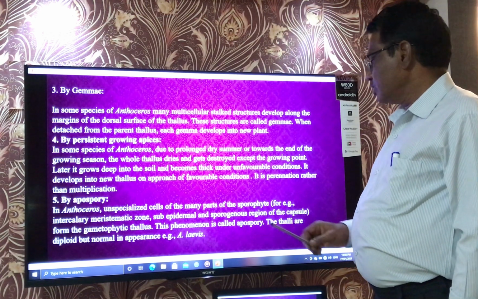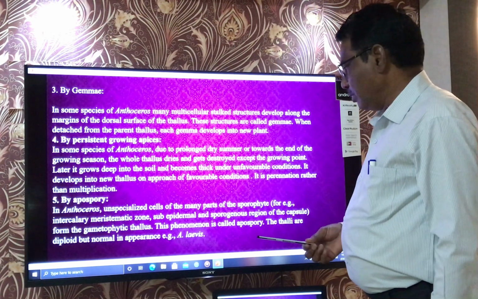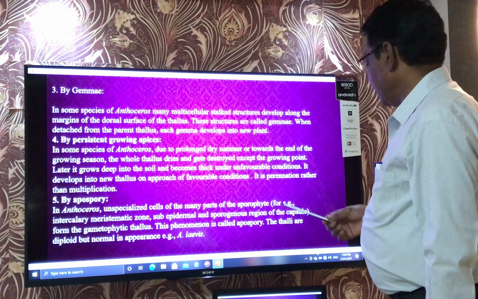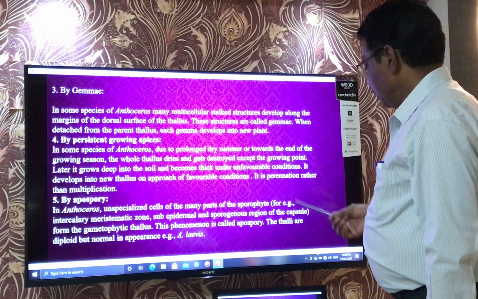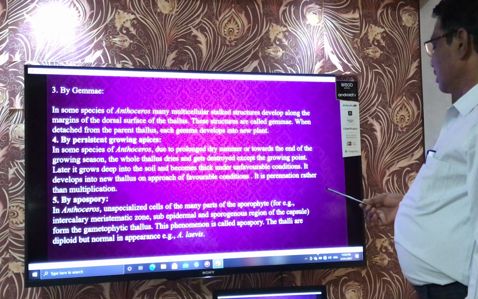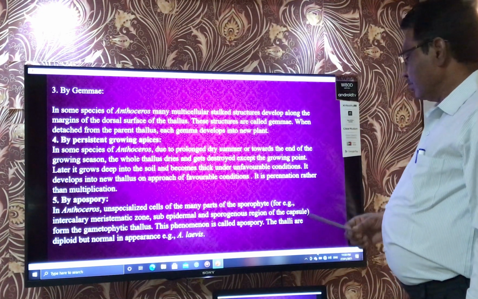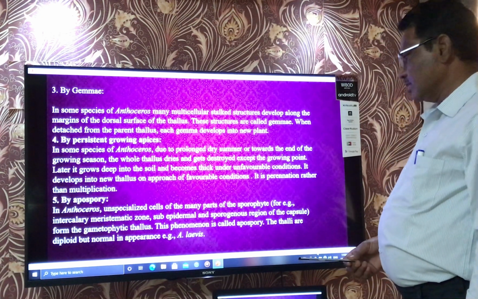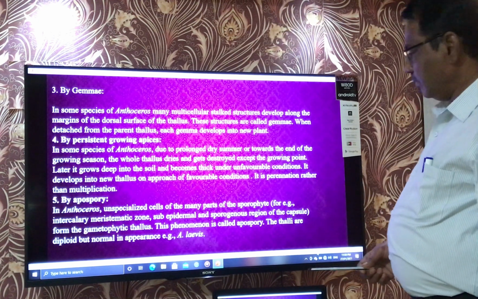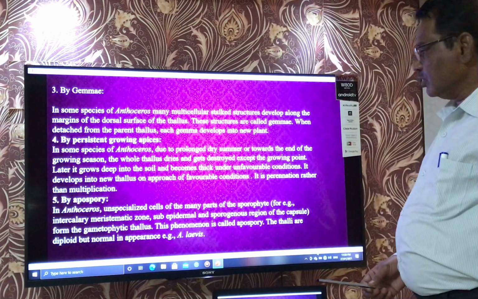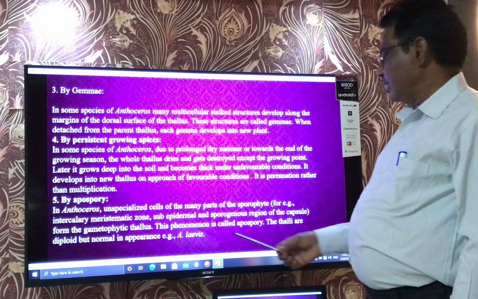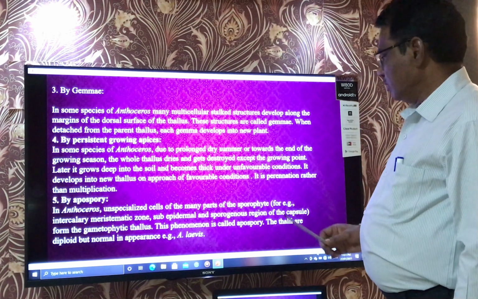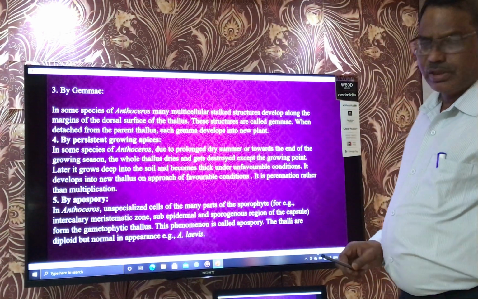But under such circumstances, when the phenomenon of apospory is there, the gametophytic thallus develops from the sporophytic cells, a sporophytic tissue or a sporophytic region other than the spores. This is called apospory, and this gametophytic thallus is always diploid, even though it is normal in appearance. Such a phenomenon of apospory is more common in Anthoceros laevis. So this is about the vegetative reproduction in the case of Anthoceros.